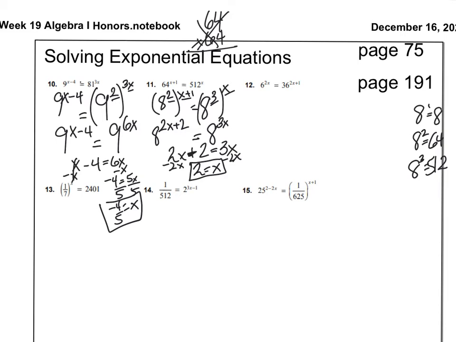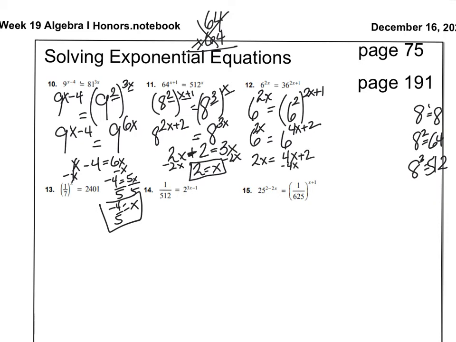For number 12, I'm in good shape because I can rewrite 36 as 6 to the second power. So leave your base of 6 on the left. Rewrite 36 as 6 to the second power. Multiply your exponents over there on the right-hand side. So 6 to the 2 times 2x plus 1 would be 6 to the 4x plus 2. So my bases are the same. 2x is going to equal 4x plus 2.